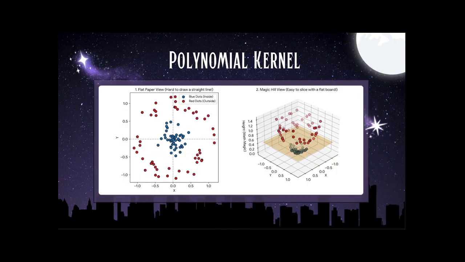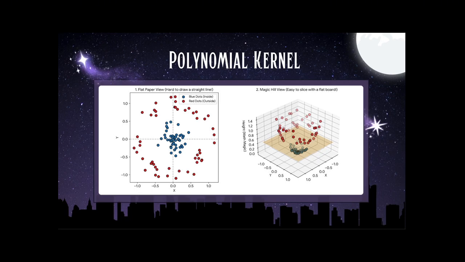And here I wanted to visualize the polynomial kernel. On the left side, we have scattered 2D data points, and you'll see that the blue dots and red dots are circled in one circle. It's quite difficult to add a linear line or hyperplane to distinguish between the two classes. On the flat paper, the blue dots are trapped inside a ring of red dots, and no matter how you draw a straight line across this flat page, you will always mix up the colors. So it's inseparable.